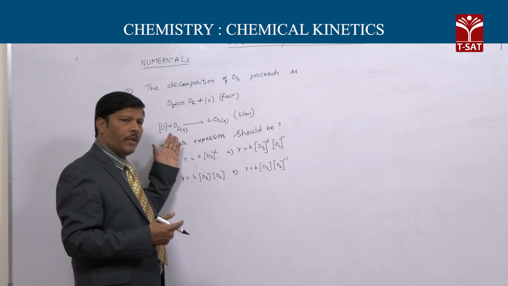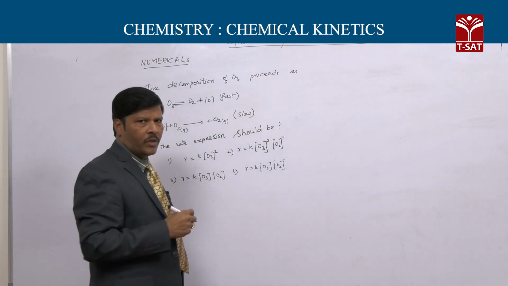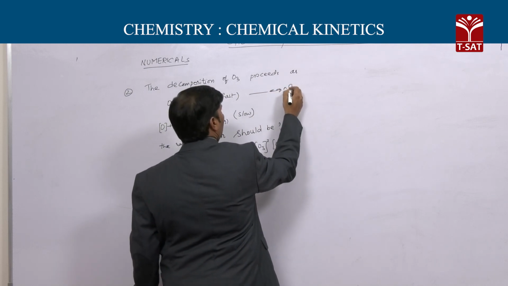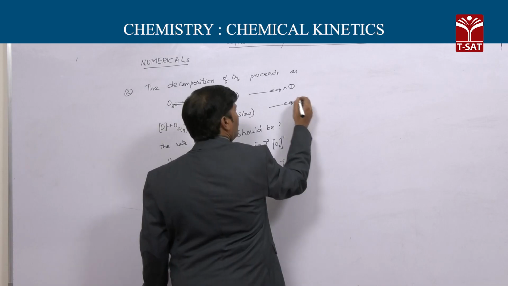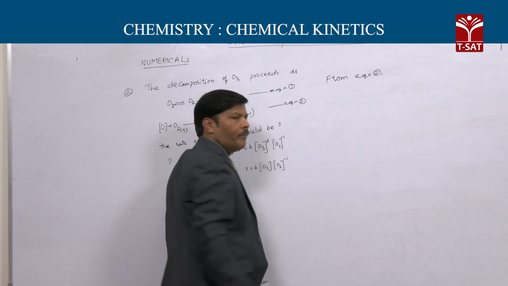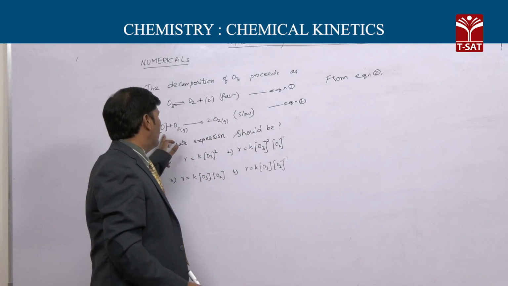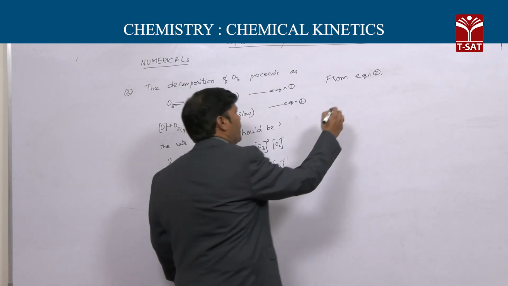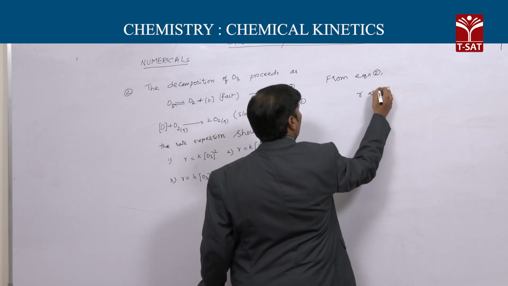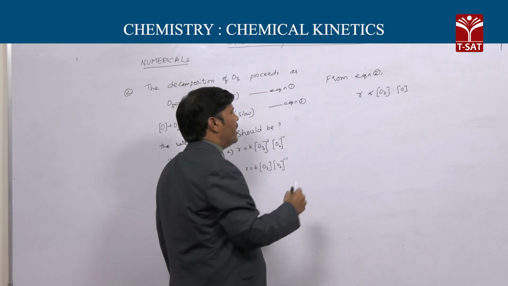Take the second step, which is the slowest step, and write the rate equation for that slowest step. Let this be equation 1 and let this be equation 2. From equation 2, that is nascent oxygen plus 1 mole of O2, both of them depend on the rate. So when you are writing the rate equation, rate is directly proportional to concentration of O2 into concentration of nascent oxygen. Remove the proportionality, you are going to get a constant.